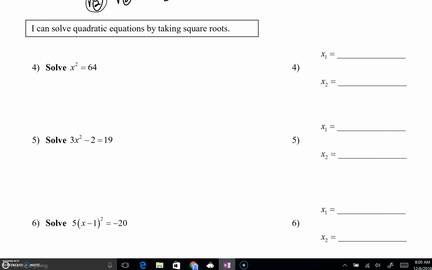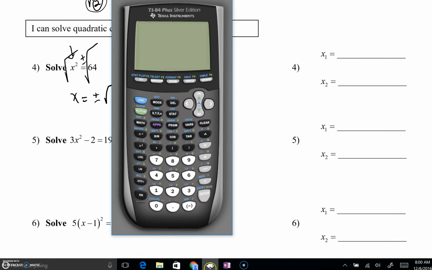For our second video, we're going to be solving equations by taking square roots. Now, for number 4, we already have x squared all by itself, so we can immediately just take square roots. And there are two of them. There's plus or minus radical 64.